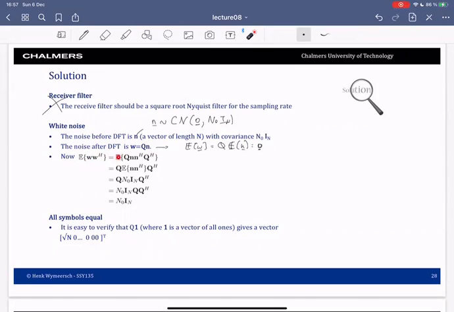This is the definition of the covariance under zero mean noise. We plug in what is w, then we get this expression. We now move out everything that is deterministic, so Q and Q Hermitian can be moved out. Then we have this expression. We plug in what is the covariance of the noise. This is given by N naught times the identity matrix. Now the identity matrix we can remove, the N naught we can bring to the front, and then we make use that Q Q Hermitian is also an identity matrix, so we obtain N naught times the identity matrix. So that means that the noise after the DFT is still white.